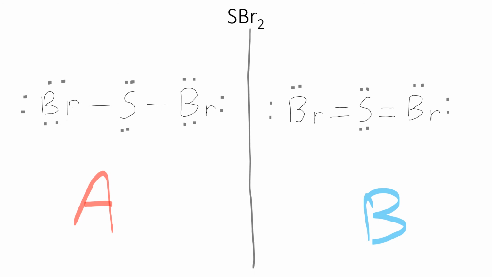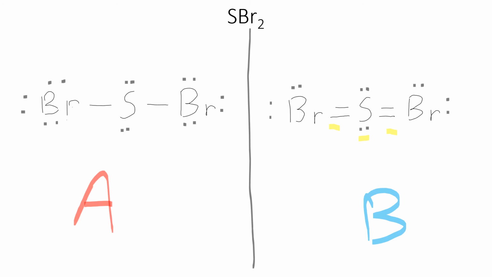And when you would evaluate structure B, you would say, okay, what's going on with this? Well, I would need 20 electrons. Do I have 20 electrons? SBr2 has 20 electrons. Are there 20 electrons? 2, 4, 6, 8, 10, 12, 14, 16, 18, 20. Yes. So that's good. Then you would evaluate the octet rule.